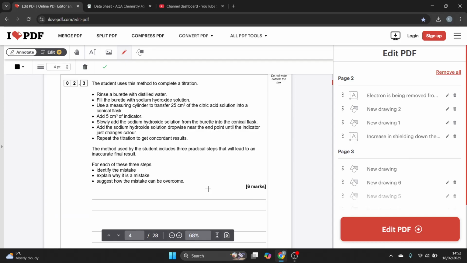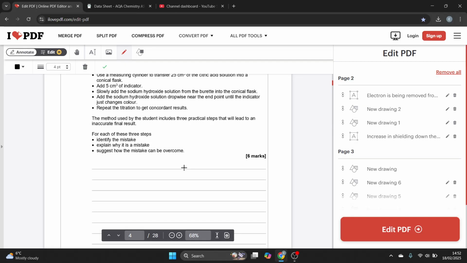For each of these 3 steps, identify the mistake, explain why it's a mistake, and then suggest how the mistake can be overcome. So 3 stages is a 6 marker. So I'd say stage 1. What's the problem, or what's the mistake?